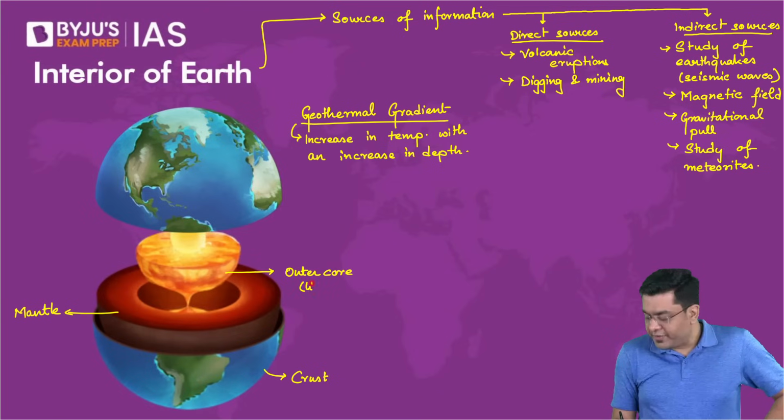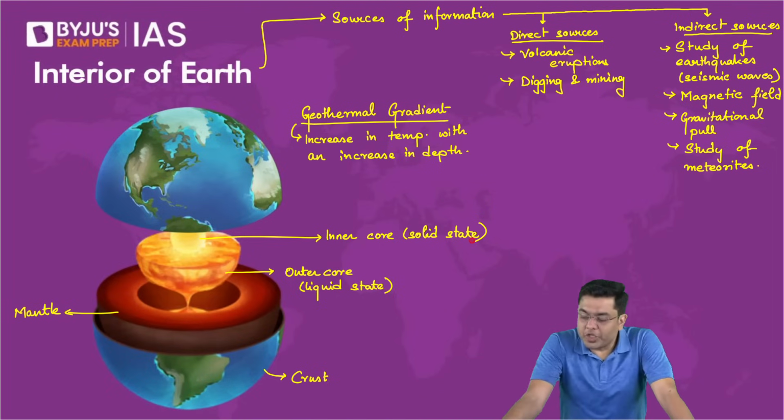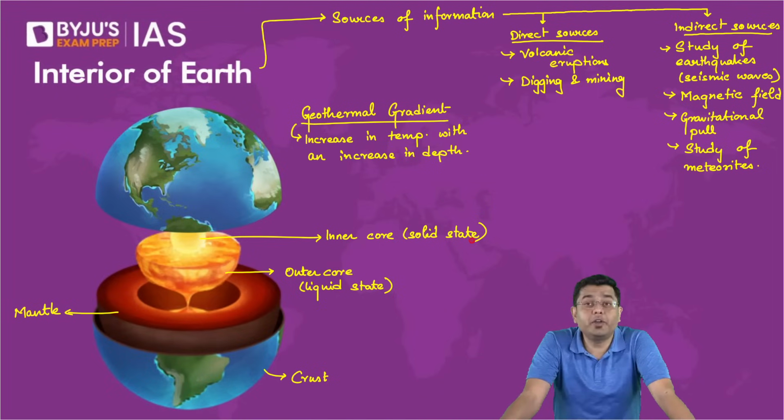Outer core, which is in liquid state. And then inner core, which is in solid state. Why is it in a solid state? We'll come to it. How does gravitational pull help to understand the interior of the Earth?